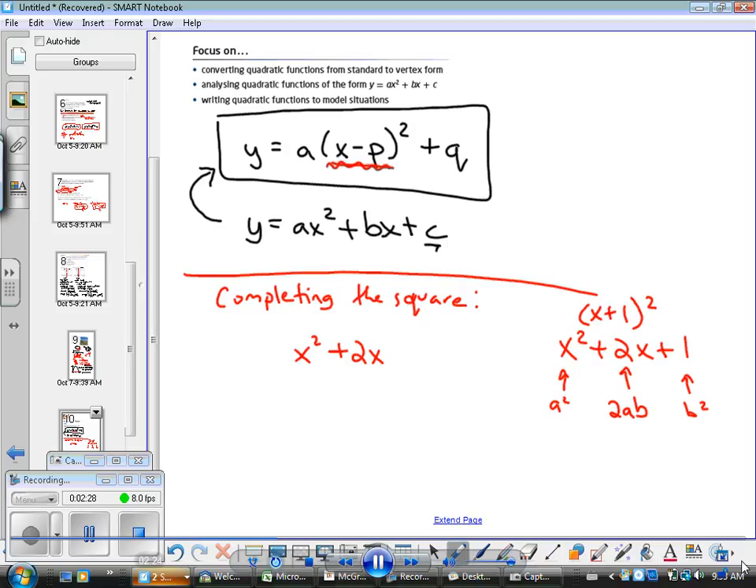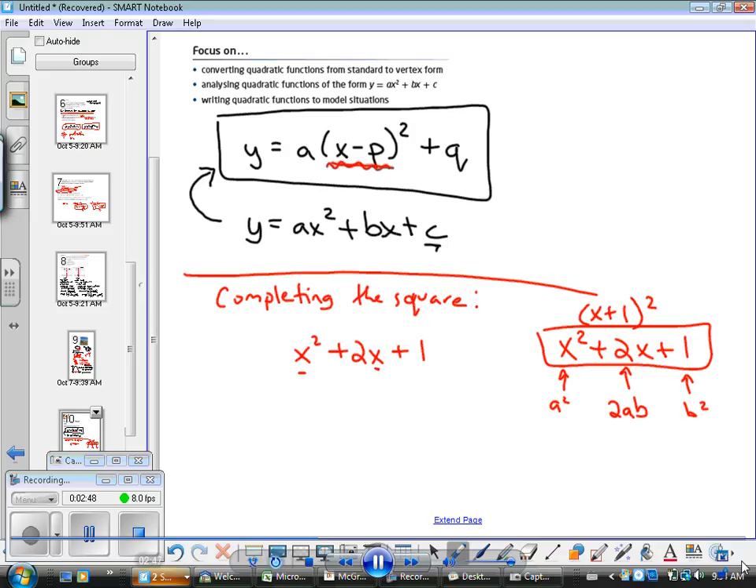Okay, and then I wrote up on top there the factoring of it. x, that's the square root of the first. 1 is the square root of the last, okay? And so (x plus 1) squared is the factoring of this trinomial square, okay? Going back to the two terms that I have there on the left, x squared plus 2x.